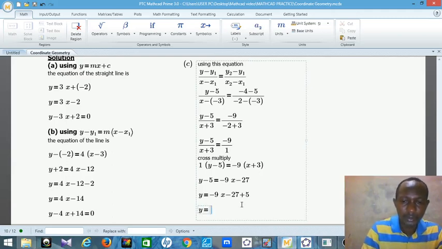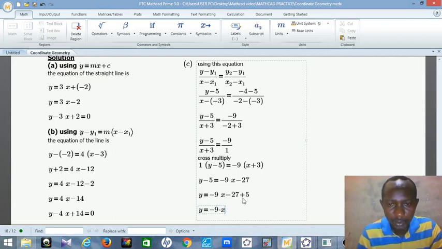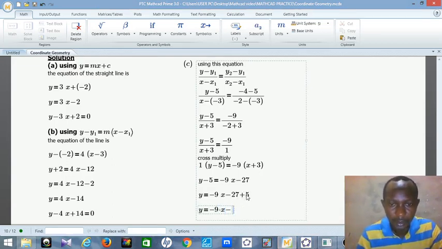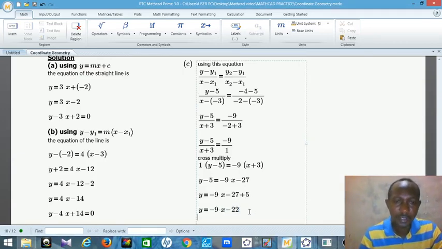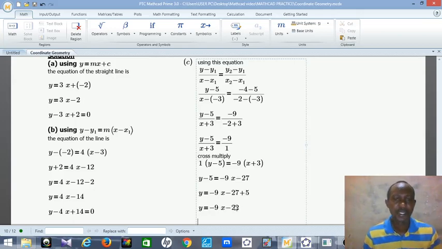y = -9x, then -27 + 5, this is going to give us -22. That is it. 27 minus 5, 7 minus 5 is 2, that is -22. So this is our answer. You can either leave your answer in this form, where -9 is the gradient and -22 is the intercept. So that is what this answer means.